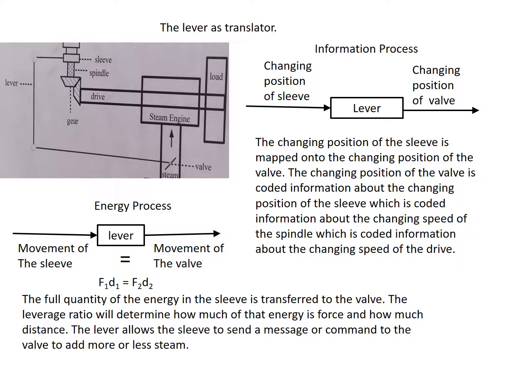Now the energy process with the lever is: the movement of the sleeve is equal to the movement of the valve. And it follows the standard formula, F1 times D1 equals F2 times D2. The full quantity of the energy in the sleeve is transferred to the valve. The leverage ratio will determine how much of that energy is force and how much distance. The lever allows the sleeve to send a message or command to the valve to add more or less steam.